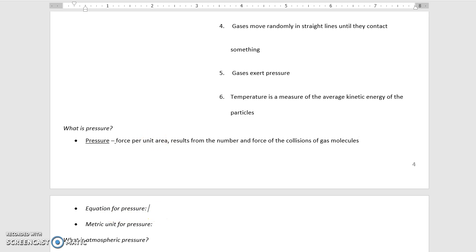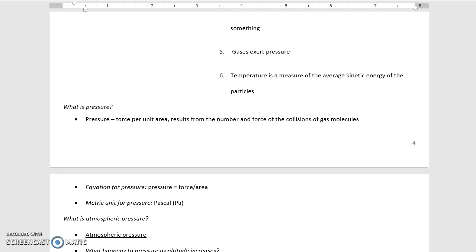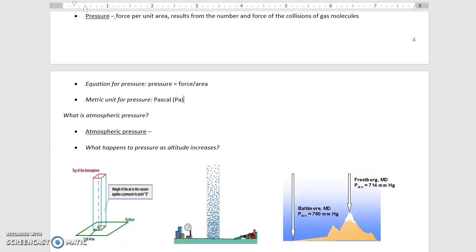So when we think about the equation for pressure, pressure is going to be force divided by area, okay? And the metric unit for pressure, because you will see many units for pressure, is the Pascal. Okay, it's abbreviated Pa. So if you see anything with Pa or kPa for kilopascals, you know you're talking about pressure here. All right, so atmospheric pressure, because people talk about pressure in the atmosphere a lot, atmospheric pressure is actually going to be defined as the result.